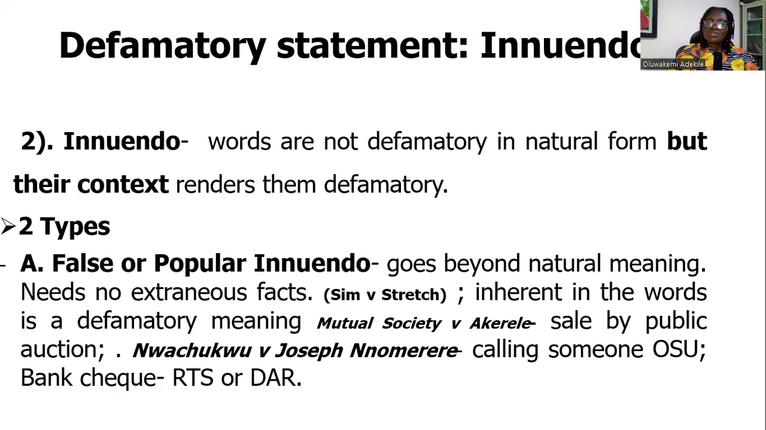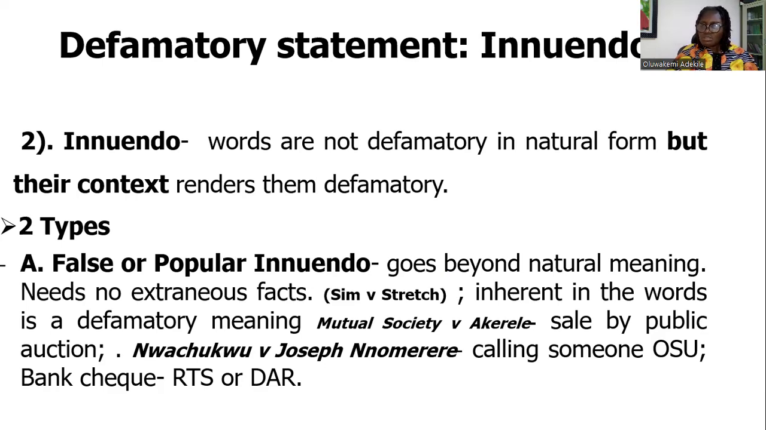An example is Mutual Society Against Apparently, where it was said that a property sale by public auction was attached to the building of the plaintiff. When you say something is going to be sold by public auction, it means that the person is maybe a judgment debtor who is unable to pay his debts, or borrowed money and is unable to pay the bank or whatever. So it's bankrupt or something. But the literal meaning of sale by public auction is not defamatory.